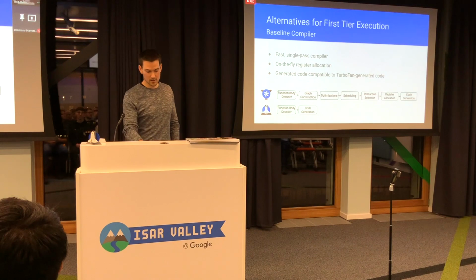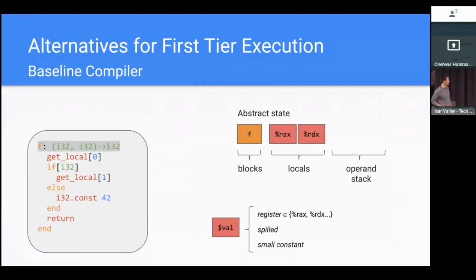Okay. I again want to go through an example of how this would look for the same function. This baseline compiler keeps an abstract state. It needs to know a little bit about the stack and where values are currently stored. So what it keeps is a stack of blocks. This is currently just one block representing the function body, and it contains a representation of the stack. The stack also stores the local variables in this representation. So when we start the function, we will have two locals, and their values are stored in RAX and RDX.